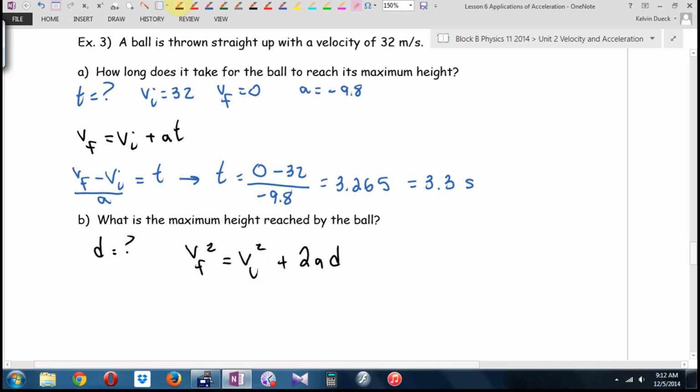So if I hear you correctly, can you tell me what it's going to be? There's going to be a Vf squared? Drop. Yes? Divide by 2a.